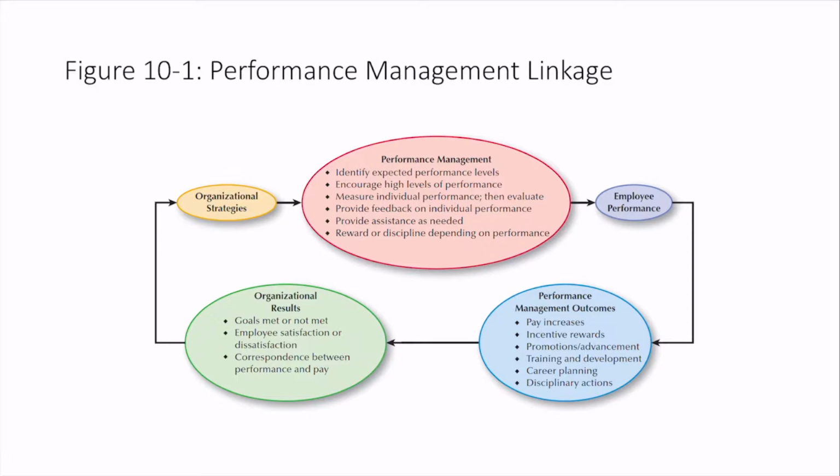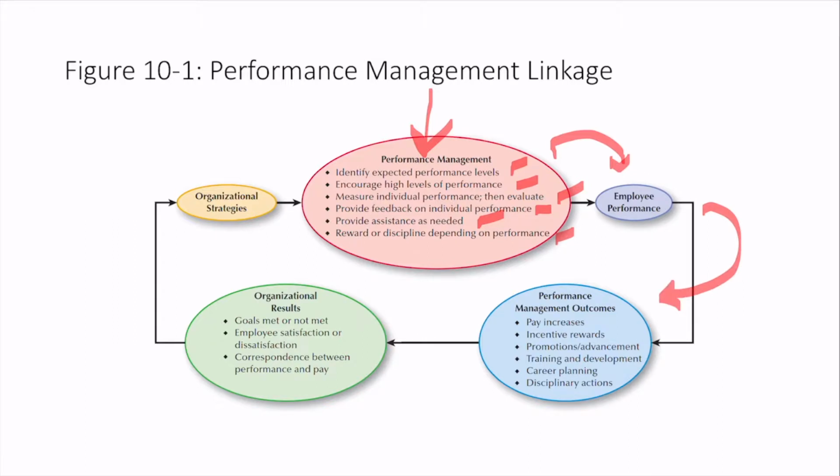Now, figure 10.1 is a performance management linkage, and you can see here the overall performance management goals. Identify performance levels, encourage, measure, provide feedback, provide assistance as needed, reward or discipline, depending on the performance. And from that, you get the employee performance itself. From the performance, you get the performance management outcomes.